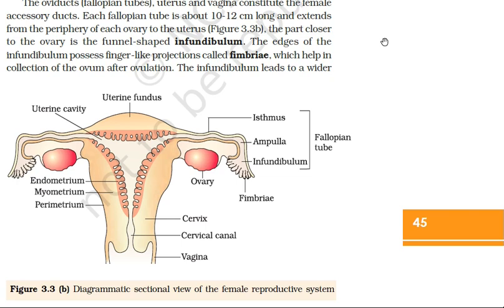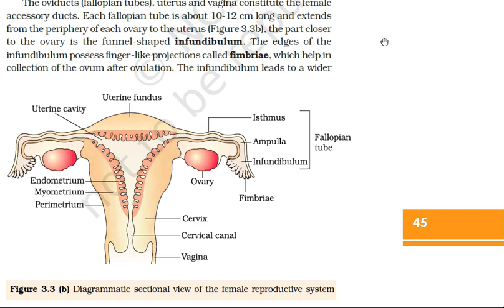The part of the oviduct closer to the ovary is a funnel-shaped structure called infundibulum. The edges of the infundibulum have finger-like projections called fimbriae. The infundibulum leads into a wider part of the oviduct called ampulla.